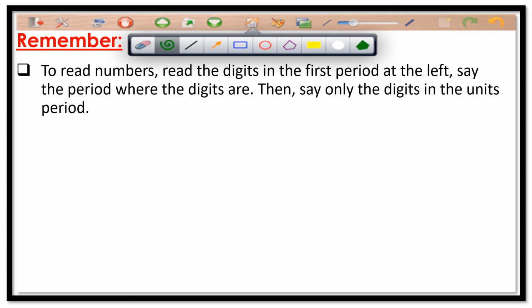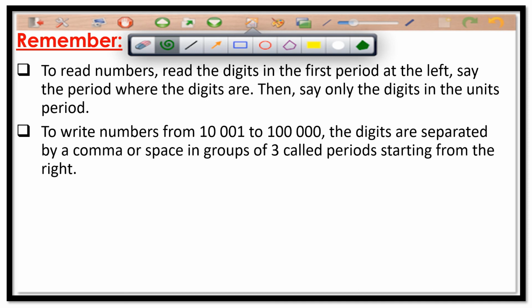Okay. Lagi nating tandaan. To read numbers, read the digits in the first period at the left. Say the period where the digits are. Then say only the digits in the units period. To write numbers from 10,001 to 100,000, the digits are separated by a comma or space in groups of 3 called periods starting from the right. Okay, so sa pagbabasa, magsimula ka sa left, kaliwa. Sa groupings naman, magsisimula ka sa kanan. Pagsama-samahin mo ng 3, kaya magbibilang tayo ng 1, 2, 3, space or comma. Pero yung nasa left, huwag na natin ipilit kung hanggang 2 or 1 lang. Basta ang nagsimula ka sa kanan, 3 digit ang magkakasama. Separated by comma or space. Okay, lagi nating tandaan yan.